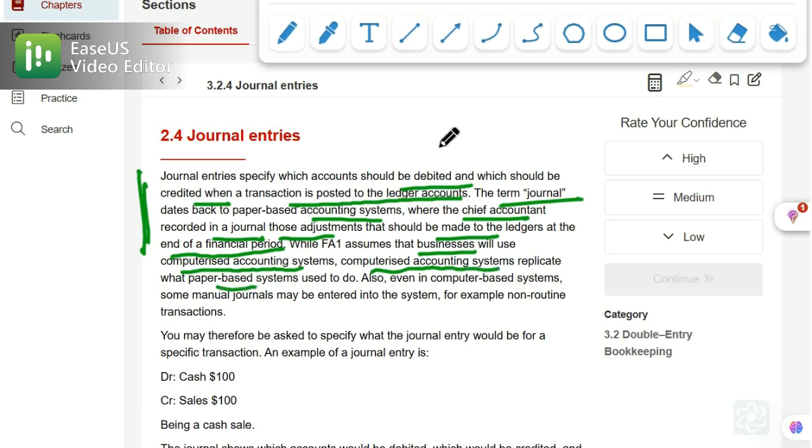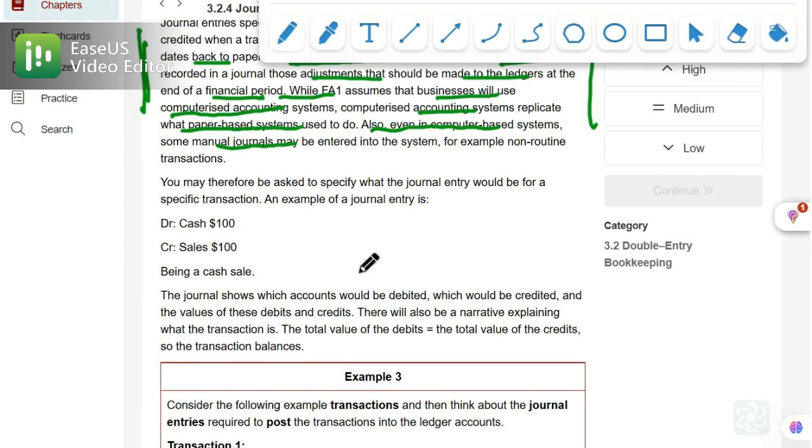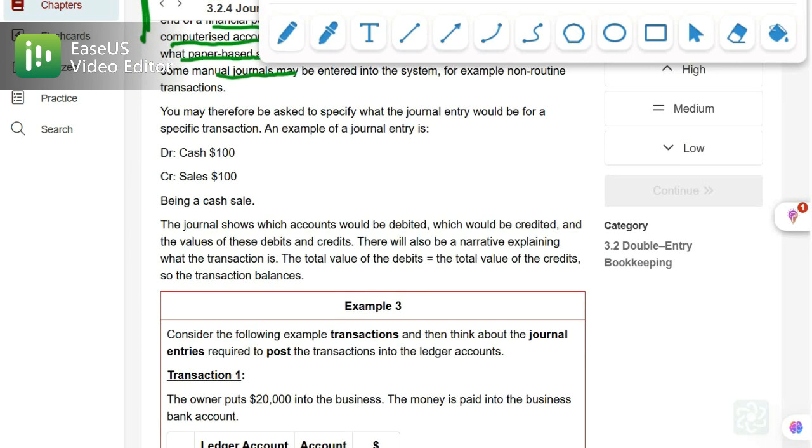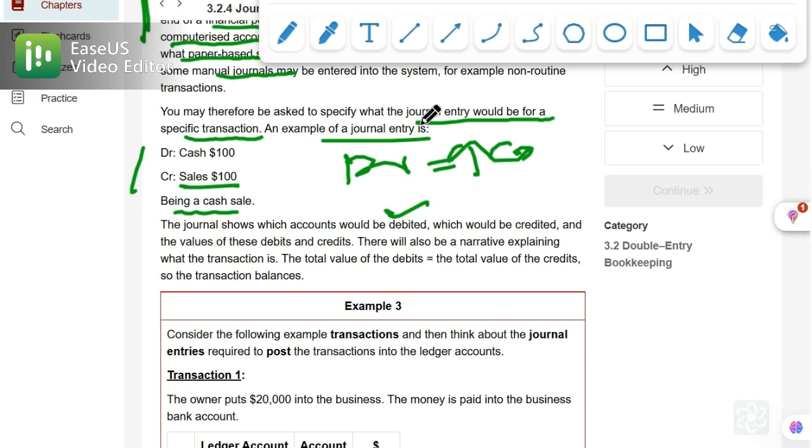You might be asked to specify what the journal entry would be for a specific transaction. For example, you have debit cash $100 and sale, so it's a cash sale. The journal shows which account should be debited. Your asset is definitely debited because your asset increases, your cash increases. So that means we must decide which should be credited, and the value of the debit should be posted to the relevant account, explaining what the transaction is and its total value. This is all for your exam, as the examiner might ask you.